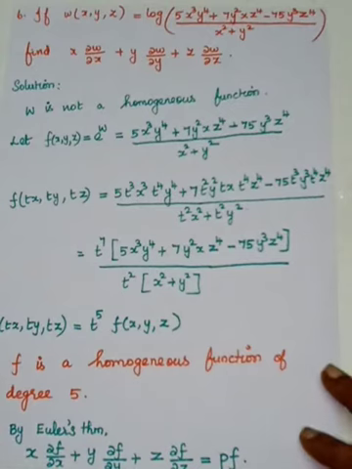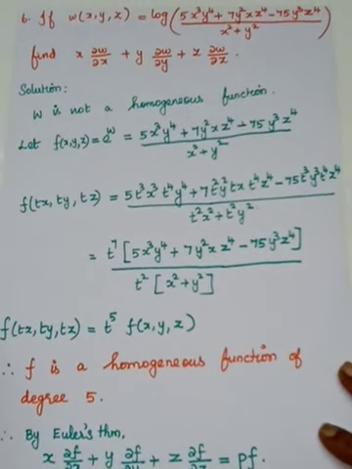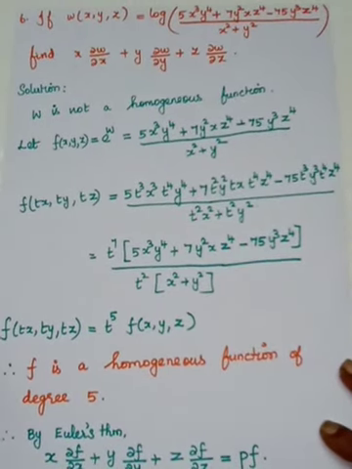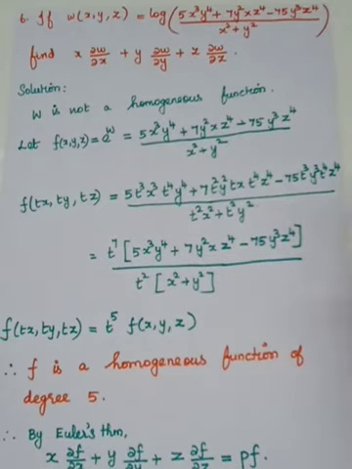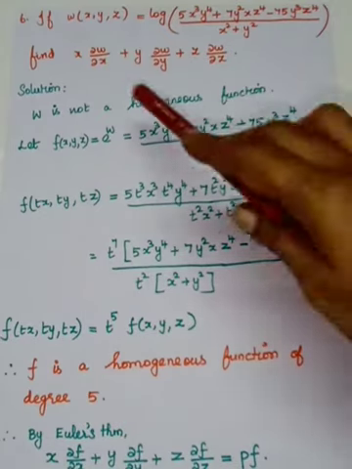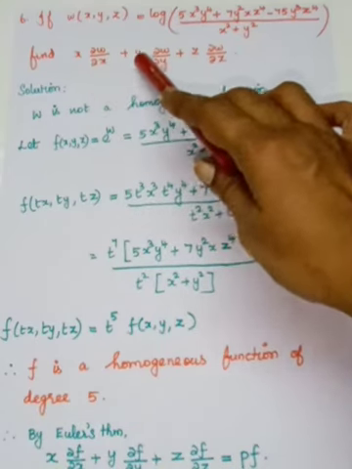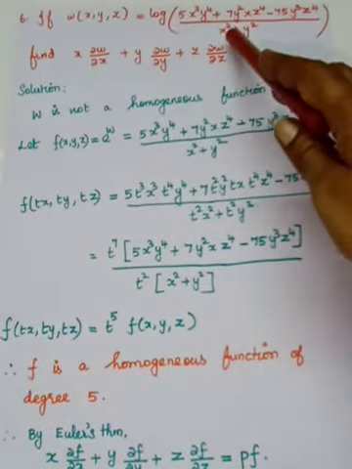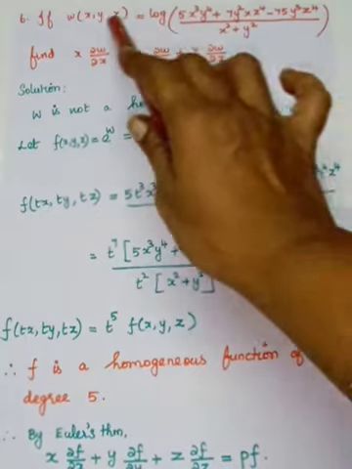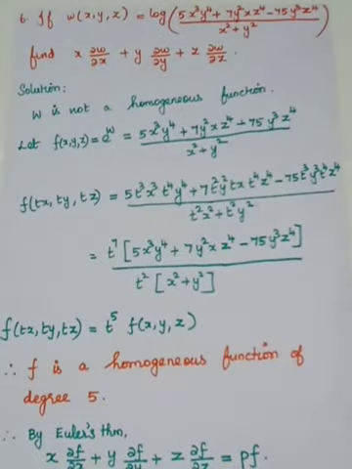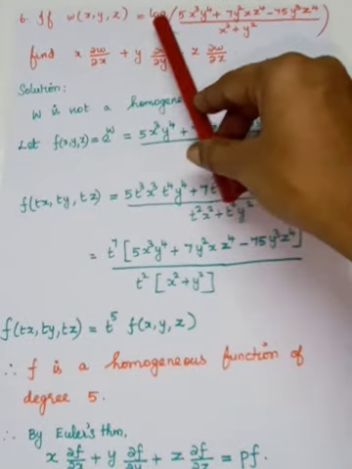If w of x comma y comma z is equal to log, okay, the log function is given and you have to find x dou w by dou x plus y dou w by dou y plus z into dou w by dou z. It is the left side of Euler's theorem. So first we have to check whether w is homogeneous or not. So here you are having log.